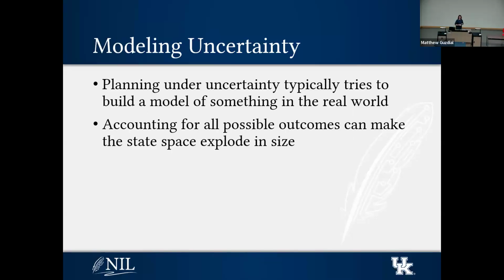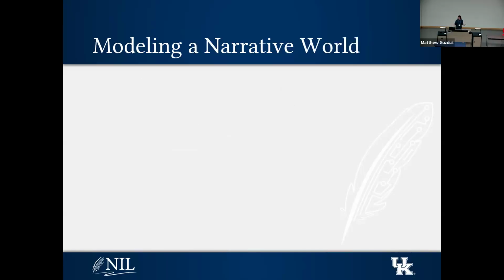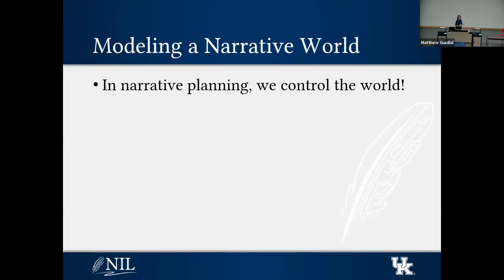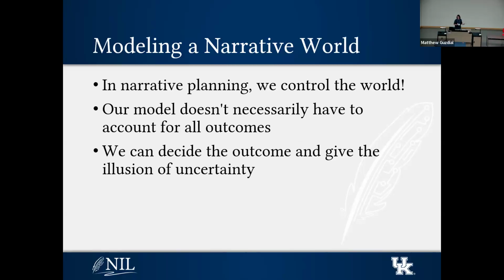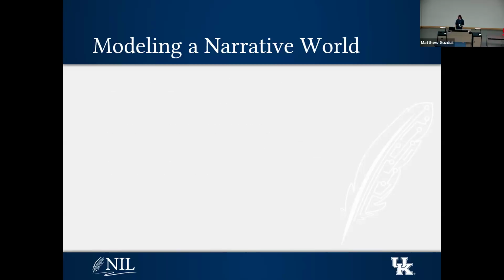We think that accounting for all possible outcomes of every action that has multiple outcomes can make the state space explode in size. And so the great thing about narrative planning is that we control the world, or the planner controls the world. And so we don't necessarily have to account for every outcome, and we can decide the outcome, but still give the illusion of something being uncertain.